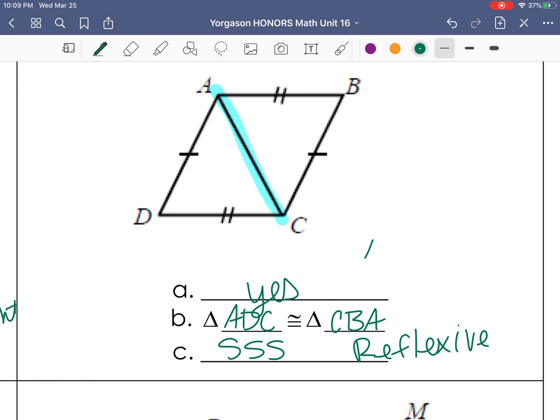So what if, suppose I didn't change it. If it had been ACD, that would go with triangle CAB. Right, so it still works, just whichever one you like.